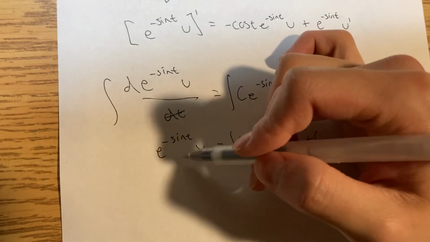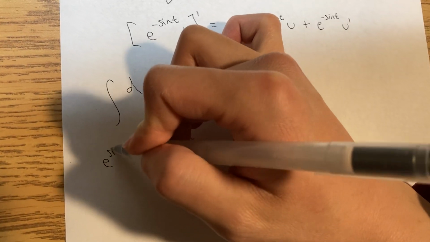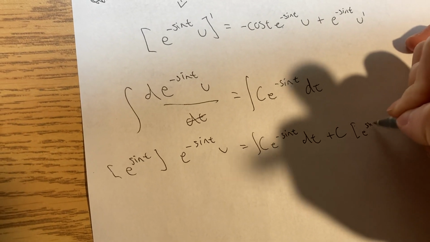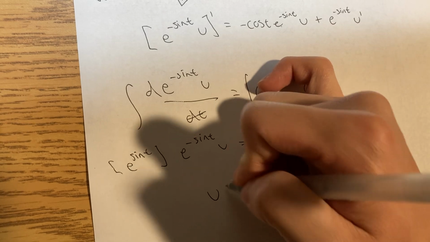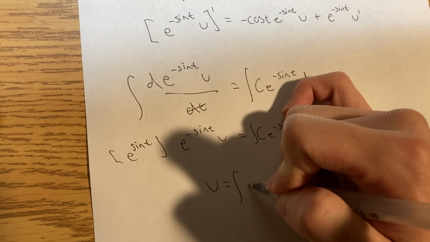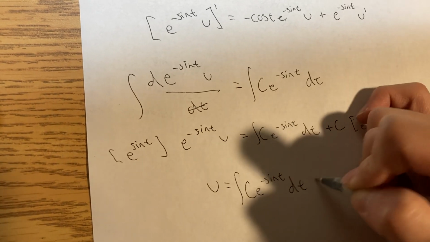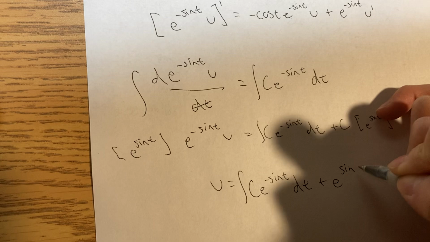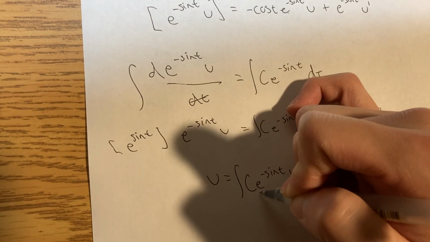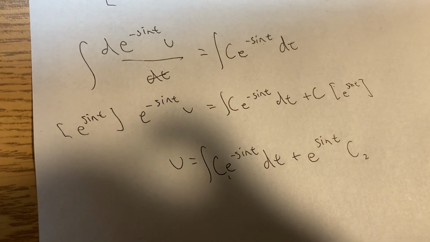Now let's solve. Let's just multiply both sides by e to the sine t. We get u, this is our original function. u is equal to the integral of c e to the negative sine t dt plus e to the sine t times c, another c. Let's just call this constant c1, and let's call this constant c2. So that is our answer to the solution.